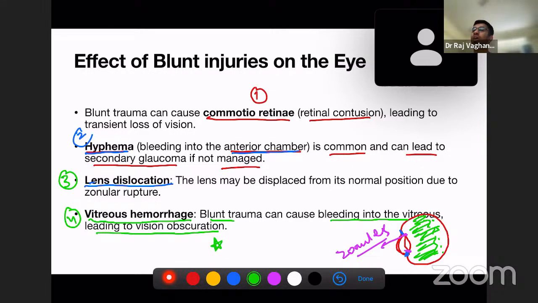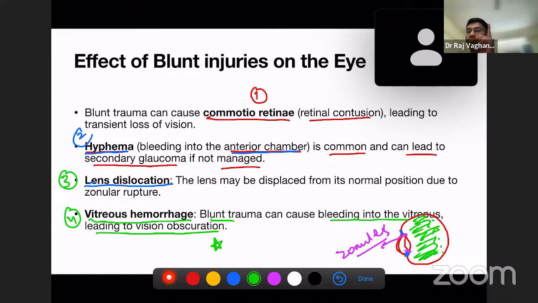Okay, so just try to revise it with me. What are the effects of blunt injuries on the eye? This is a very important topic and can be asked as a short question separately or as a sub-question in your long answer question. Blunt injuries are very important, so you have to study the effects of blunt injuries on the eye.